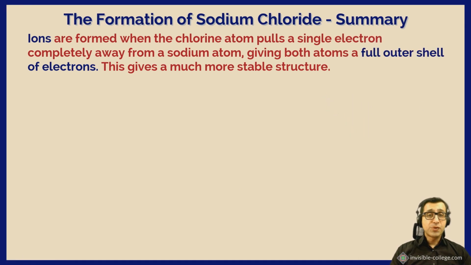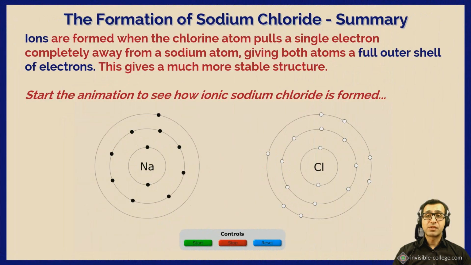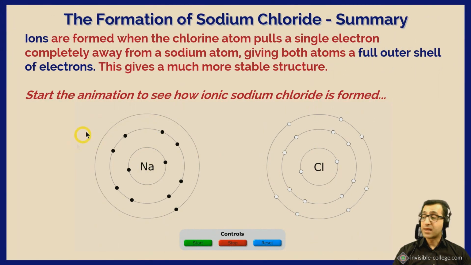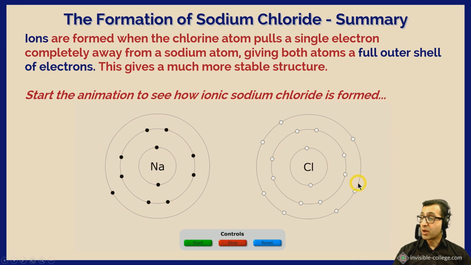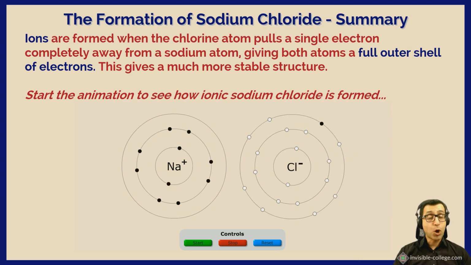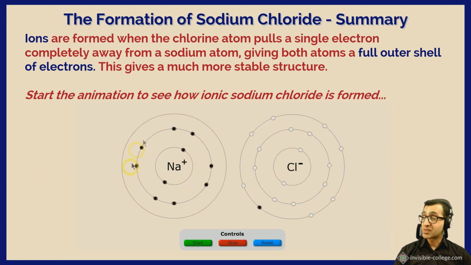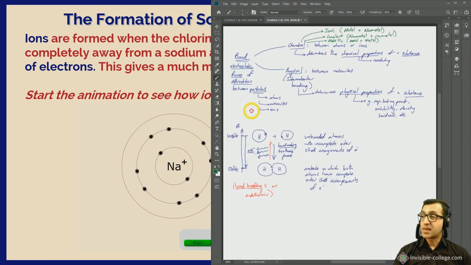So, ions are formed when the chlorine atom pulls a single electron completely away from a sodium atom, and this gives both atoms a full outer shell. And again, the ions that are formed are much more stable as a result of having a complete outer shell configuration. And once those two ions, which have opposite charges, are formed, the electrostatic force of attraction between this positively charged ion and this negatively charged ion is what we refer to as an ionic bond.